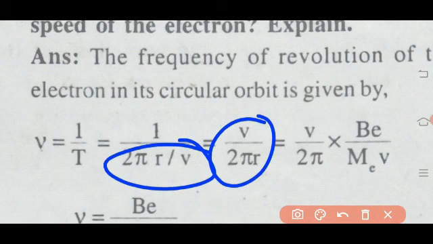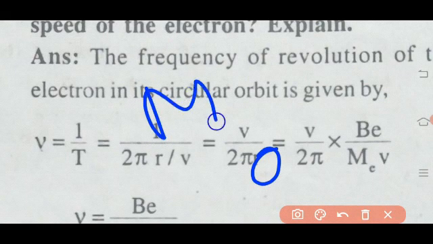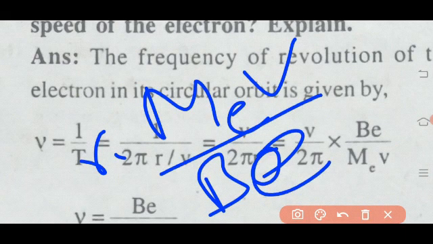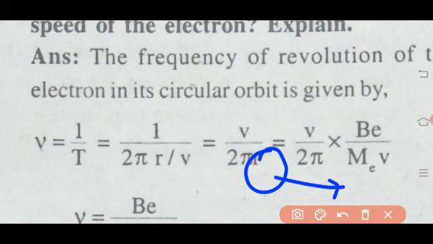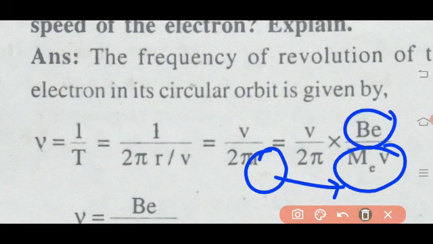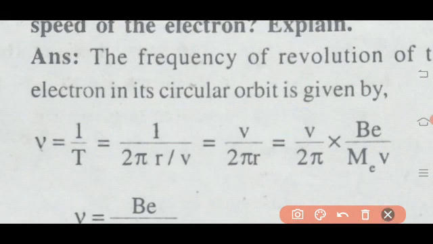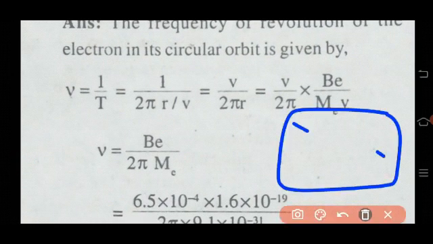In the previous section we got the equation for the radius. What is the radius? That is m_e v by B e, which you got in the previous problem: r equals mass of the electron times v by magnetic field into charge. When you substitute here, it gets reciprocal, that is B e by m_e v. So you get this equation. Clear? The v's get cancelled here, so this is the final equation.